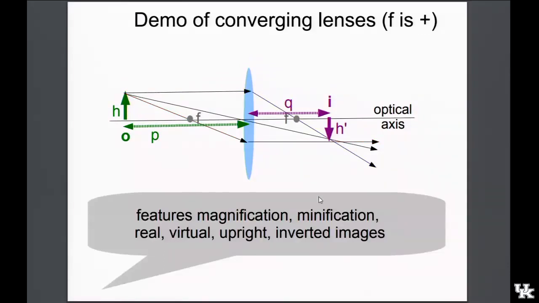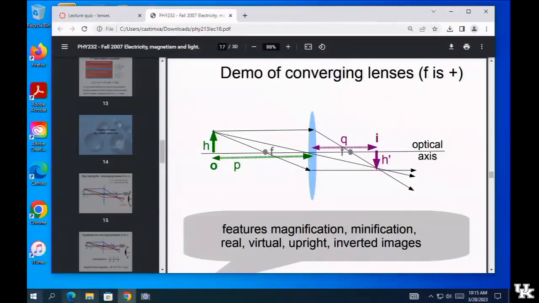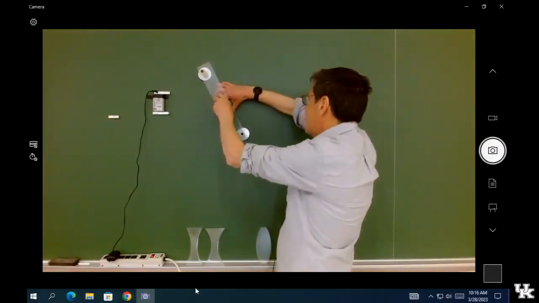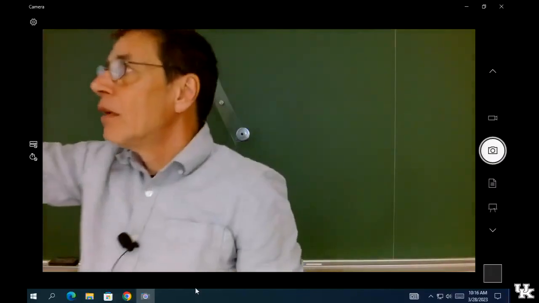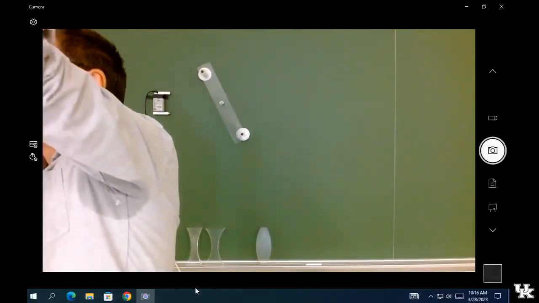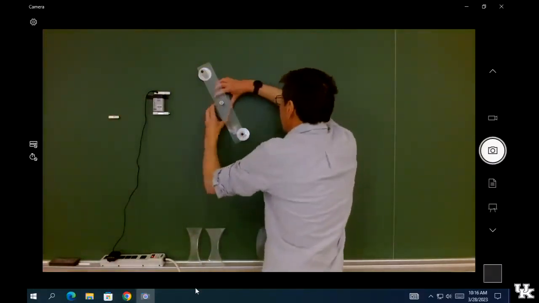Oh yeah, let's demonstrate. Let me show you at least a demonstration of a converging lens. I'm going to put the camera on. This is a converging lens. If you look at this lens, it's thick in the middle, and it's thin at the edges. So that's the characteristic of a converging lens. It will bend light towards the optical axis. So I'm going to mount it here.